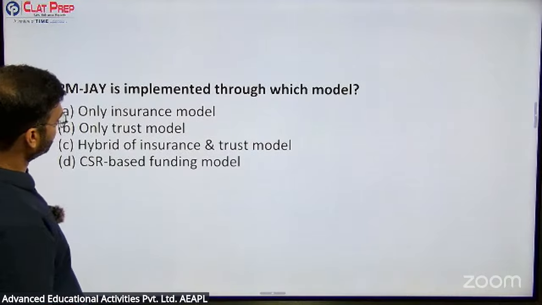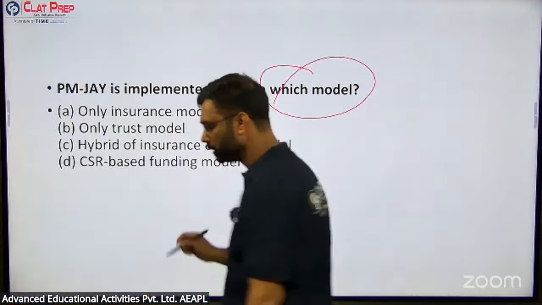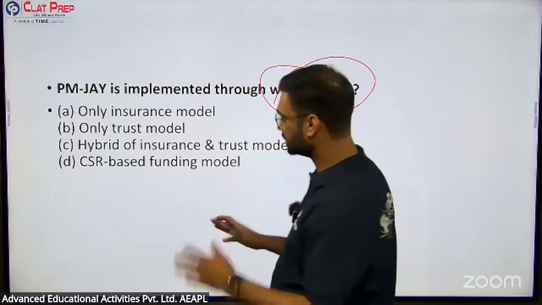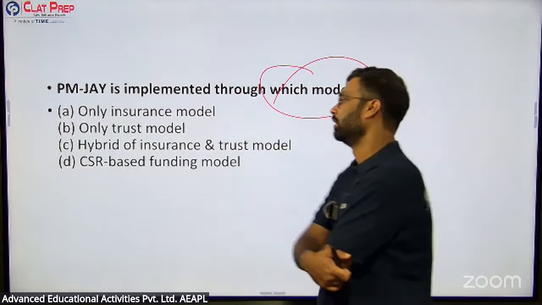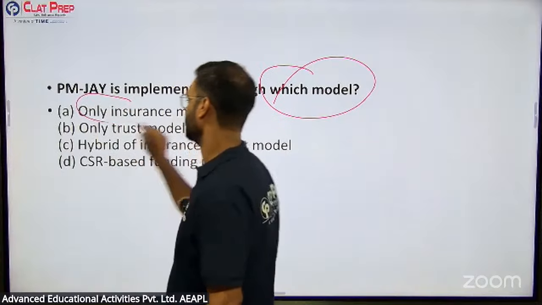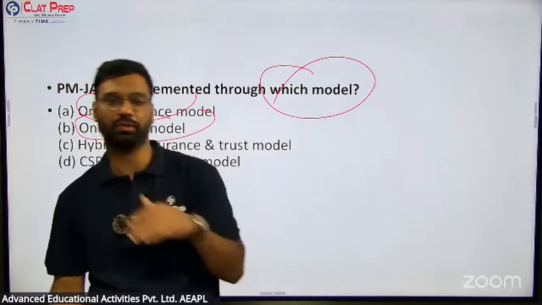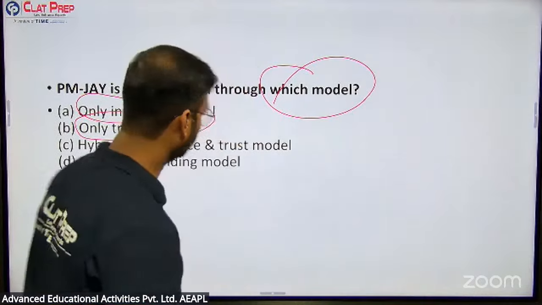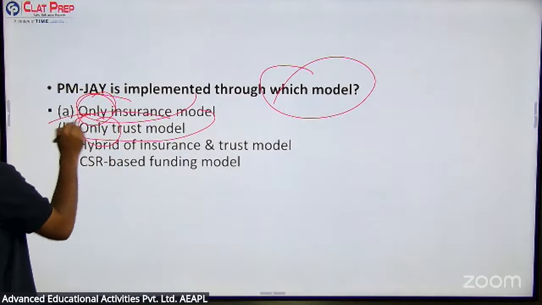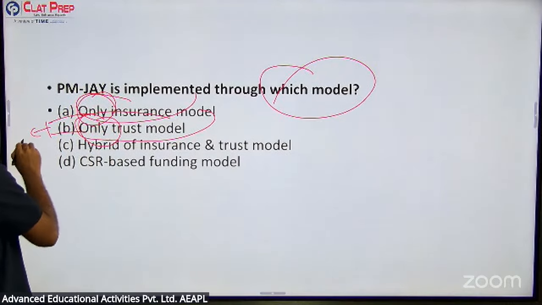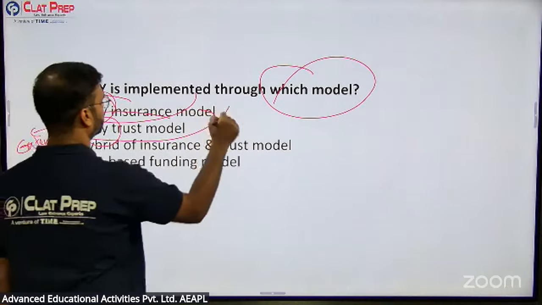Pradhan Mantri Jan Arogya Yojana is implemented through which model? If you know the basics of what we discussed regarding the scheme, you can easily answer this question. The first option says only insurance. The second option says only trust model. One approach that I recently talked about was eliminating options based on extreme words. In both these options, there is an extreme word, only. So I'm eliminating these two options.